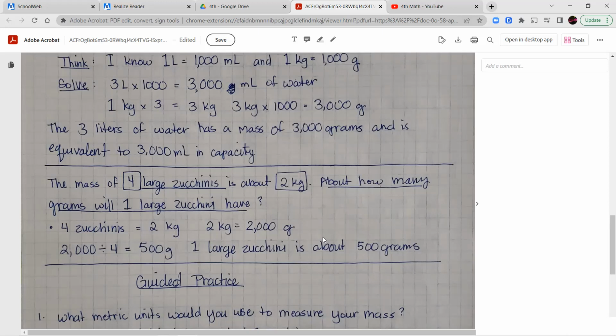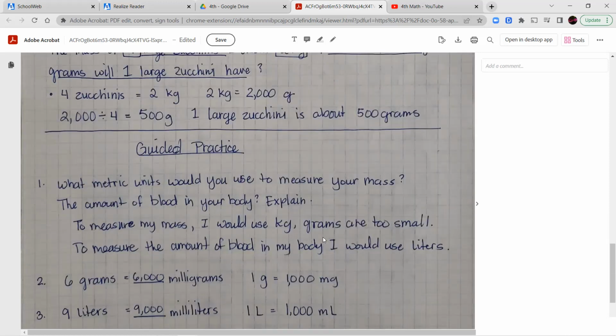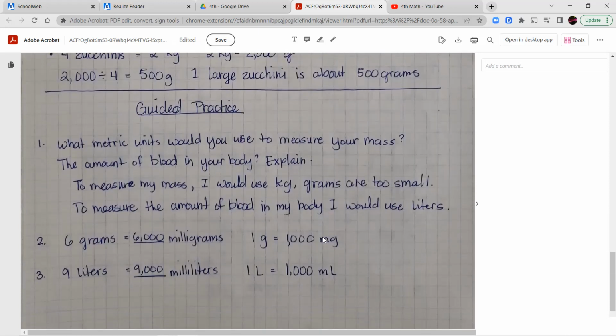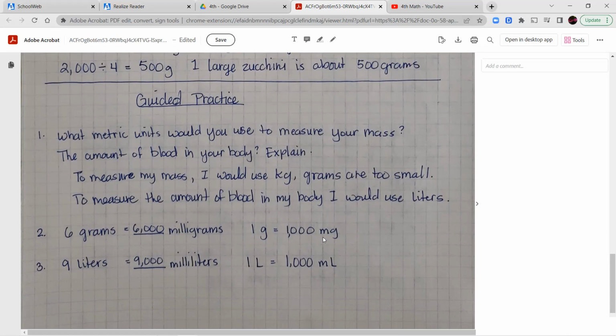Next, let's take a look at our guided practice. Number 1 says, what metric unit would you use to measure your mass? And then to measure the amount of blood in your body, and then explain. So to measure my mass, I would use kilograms because grams are too small of a unit to use here. And to measure the amount of blood in my body, I would use liters because milliliters would be how much you would put into a tiny little dropper. So that also would be too small of a unit to use in this particular question.